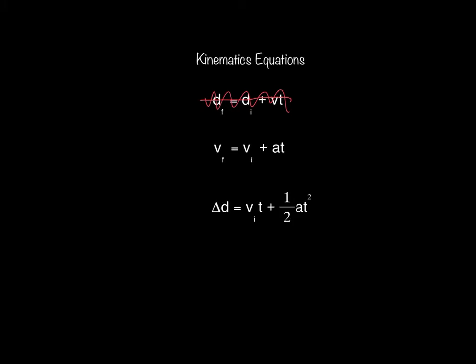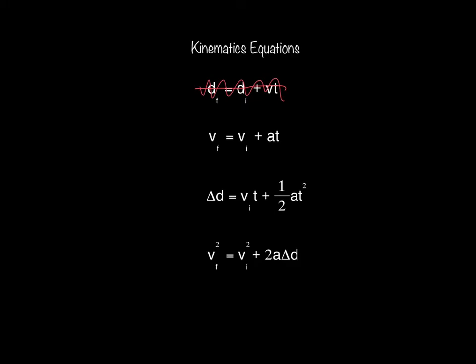And now, of course, we have one of the most useful equations, delta D equals VI times T plus 1/2 AT squared, and we'll use this equation on probably most of these problems, so it is the most useful one. And then, of course, there's the equation that we use when we don't know the time, VF squared equals VI squared plus 2A times delta D.